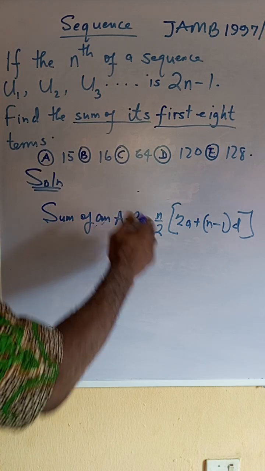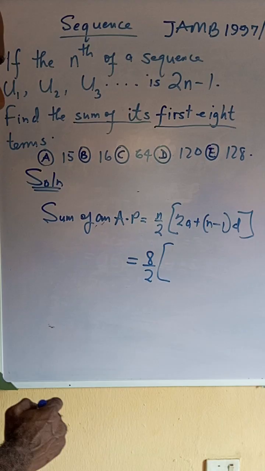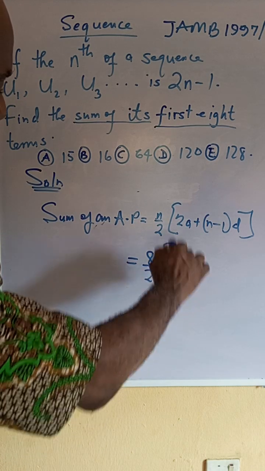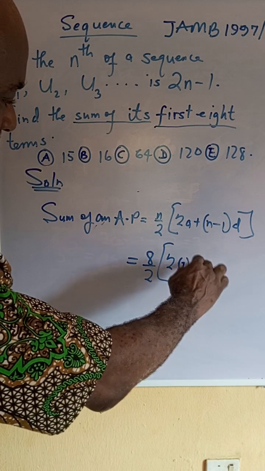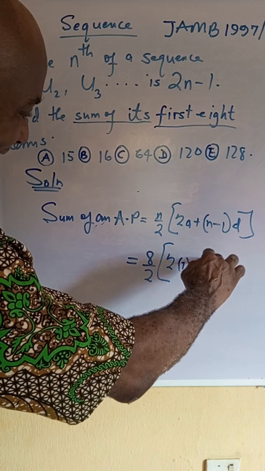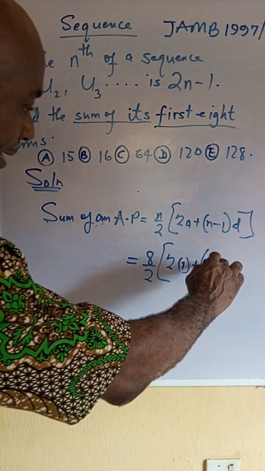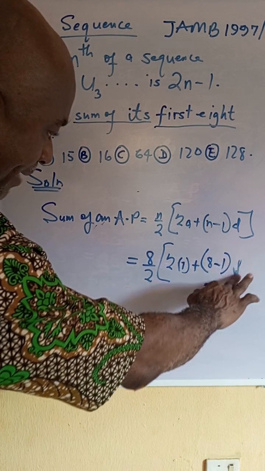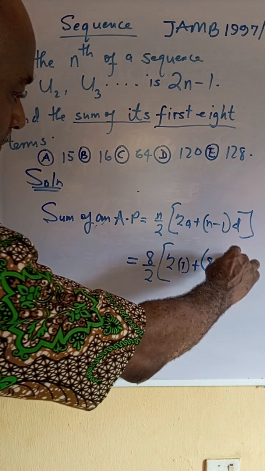So this n, you replace it with 8 over 2. Okay? 2 here multiplied by the first term we got, which is 1, plus open bracket number of terms 8. We are asked to determine the sum of the first 8 terms. So 8 minus 1 bracket closes, multiplied by the common difference we determined was 2.